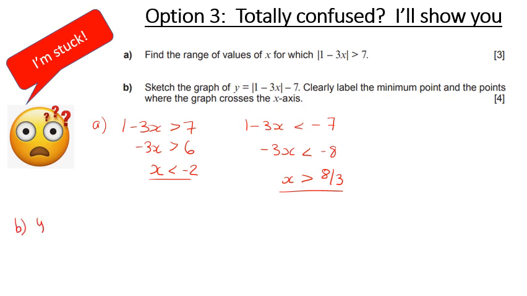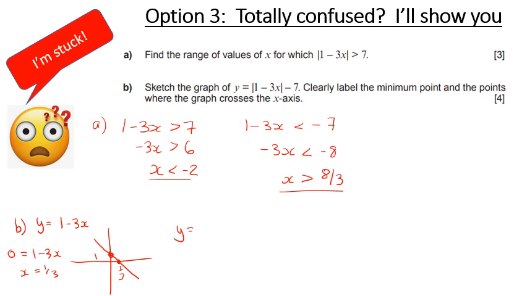For question B, let's start off by just drawing y equals 1 minus 3x. So this is a nice simple linear graph. It's got a y-intercept of 1 and a gradient of -3. So it would look something like this. I think it would be helpful to find where it hits the x-axis, and to find where any graph meets the x-axis, you just put y as 0. So if we put 0 equal to 1 minus 3x and solve it, x is going to equal 1/3.